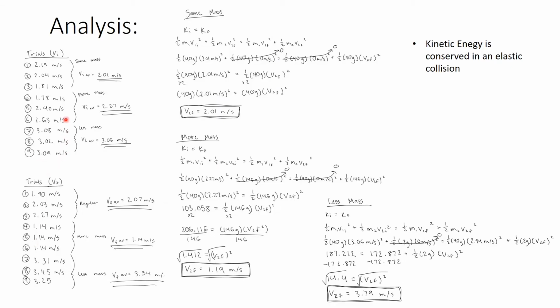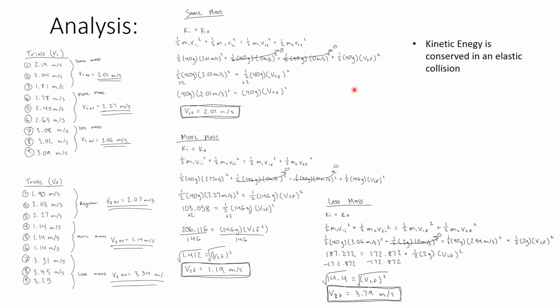All of these values right here are the velocities of the ball right before it impacted the other one. And these 3 right here are the ball with the same mass, these 3 here are the ball with more mass, and these 3 here are the ball with less mass. And I took all these values and just averaged them out. And this final velocity right here is just the velocity right after impact, and these 3 are for the same mass, these 3 for more mass, and these 3 are for the less mass, and I averaged all those out.